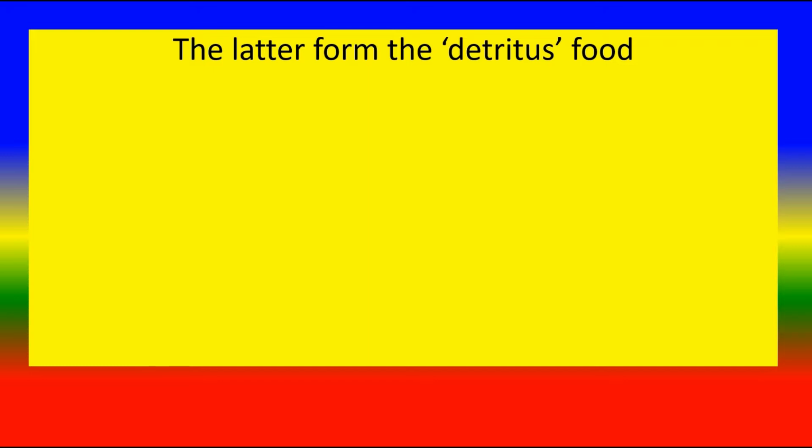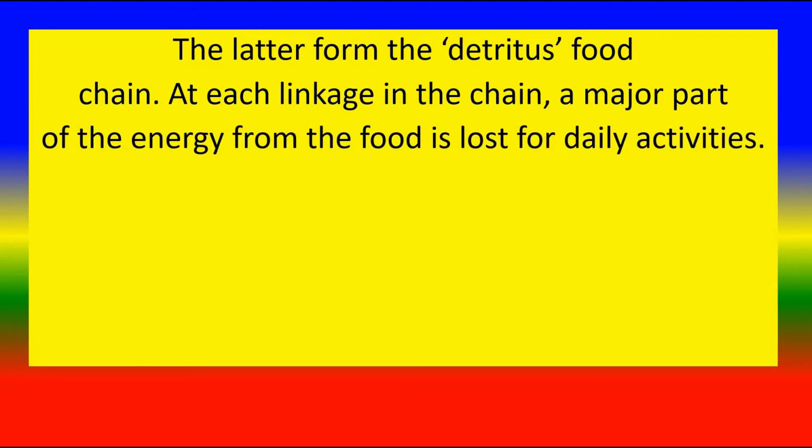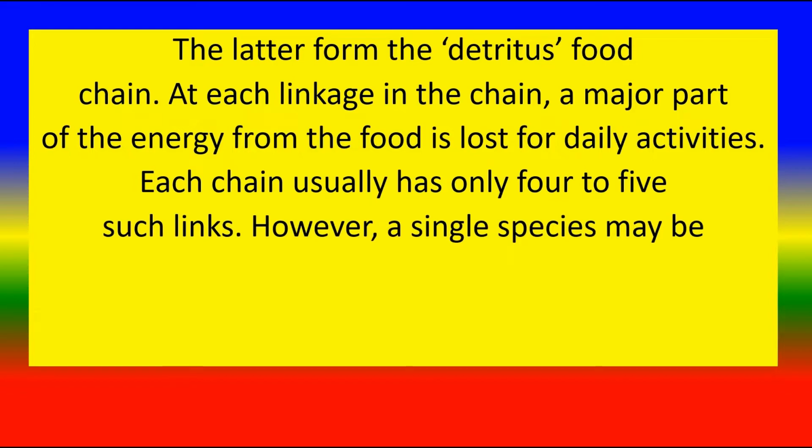The latter deteriorates the food chain. At each linkage in the chain, a major part of the energy from the food is lost for daily activities. Each chain usually has only 4 to 5 such links. However, a single species may be linked to many species.